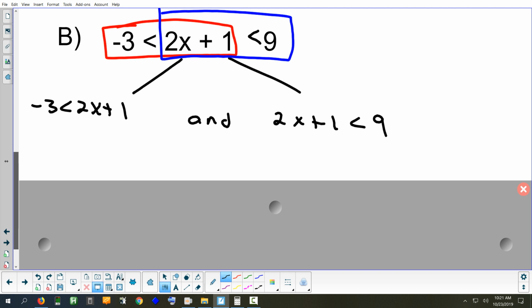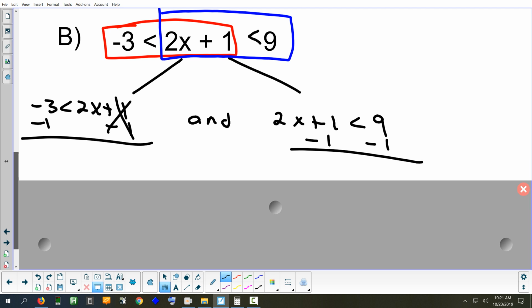How about Mackenzie? What's my first step to solve the one on the left? You're going to minus 1 from both sides. Yep. And what's kind of nice about these, when you split them up yourself, is it's going to be exactly the same steps on both sides. So you -1 from both sides here. You're also going to -1 from both sides here. You don't have to do both at the same time. That might confuse people. But -1, that's gone.